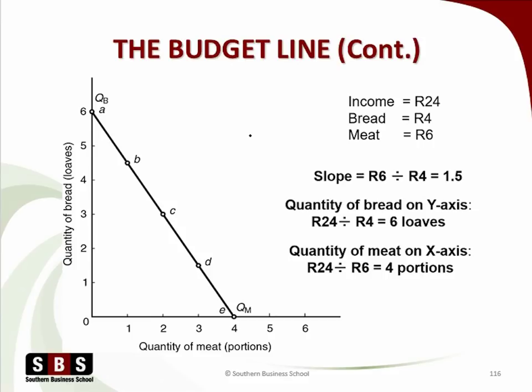So at the price of 4 Rand, you'll be able to buy 6 loaves of bread, and at the price of 6 Rand, you'll be able to buy 4 portions of meat. But remember, you can substitute between them. You can buy less of the one and more of the other. That's what the theory is all about.